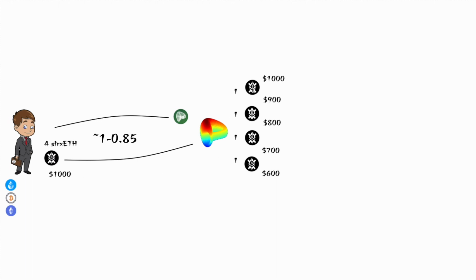Then his collateral is stuck in these different ranges. Let's say one is put in between $1,000 and $900. One is put in between $900 and $800, and so on down. Now when they're put in here, they're put in as if they are liquidity pools trading versus crvUSD. So you can consider this a liquidity pool of Frax staked ETH, with crvUSD on the other side.